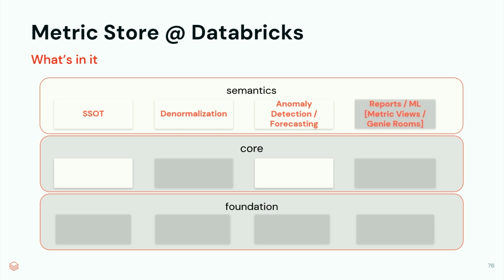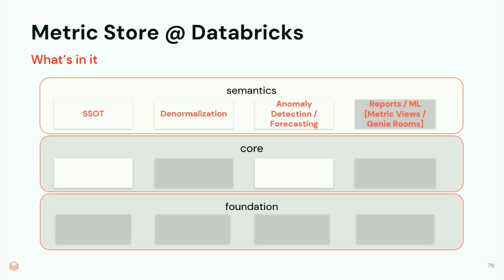And last, this is the first gray box. So let me explain what a gray box is. A gray box is something that you have straight out of the box when you use Databricks. You can see foundation is mostly straight out of the box. And here we have the main thing that we use from Databricks directly, which is metric views and Genie rooms.